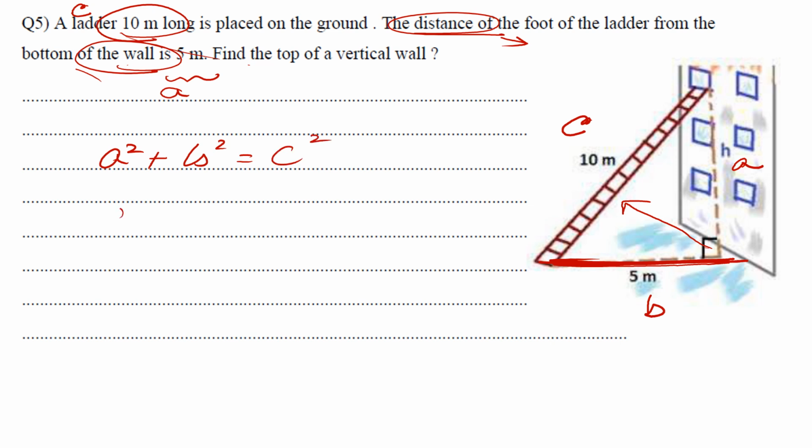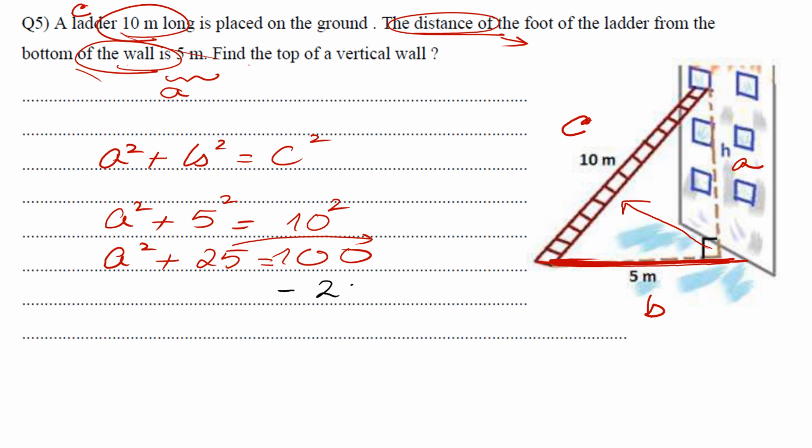So our A we don't know, so we will write it as it is. Our B is the distance, so this is 5, so 5 square. And our C is 10, so we will write 10 square. Okay, so 5 square is 25 and 10 square is 100. Bring the 25 to the other side, so you will get minus 25 because plus goes to the other side, it's negative. So here a square equals 100 minus 25, which is 75.